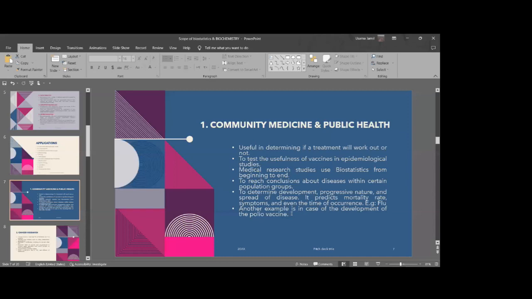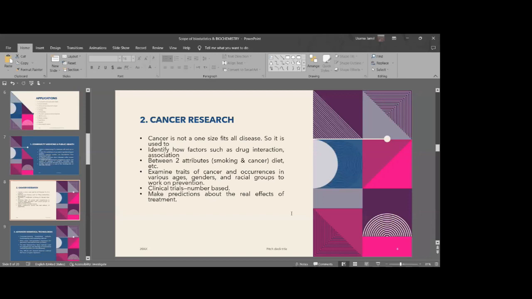Okay, moving to the next part, it is about cancer research. Cancer is not a one-size-fits-all disease. Cancer is more like a dynamic disease, due to a very complex etiology, many risk factors, and many things. It is widely scattered in different systems.